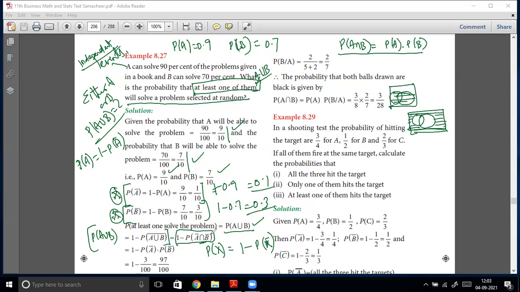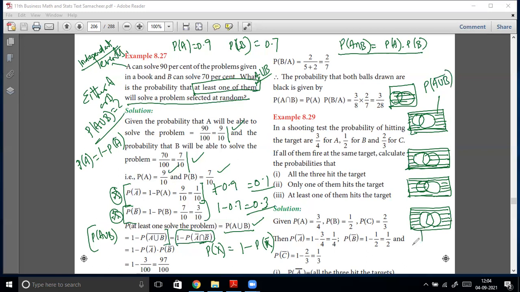Now P of A dash intersection B dash. A dash is nothing but all that is not A. B dash is nothing but all that is not B. What is the intersection of these two? Only the outer one. Okay, same thing. So P of A union B the whole dash is equal to P of A dash intersection B dash. This is proved using Venn diagram.